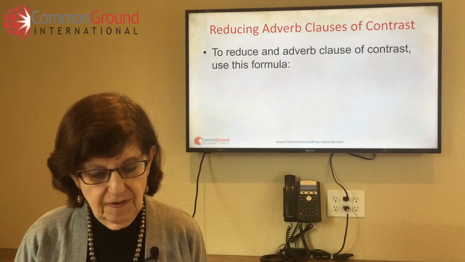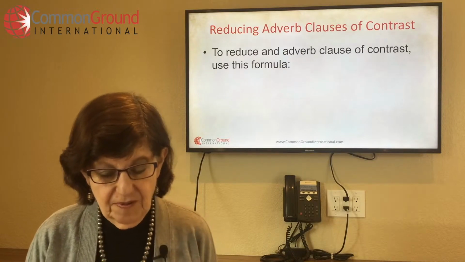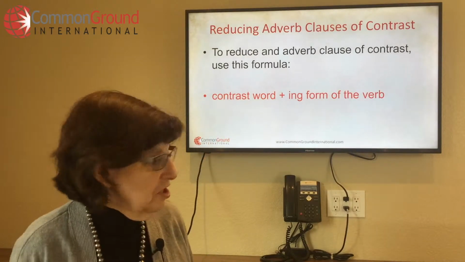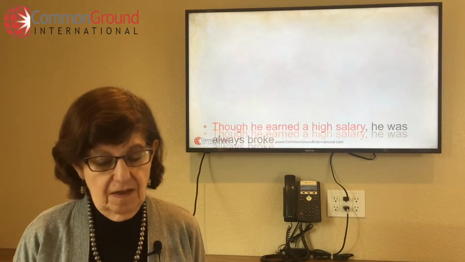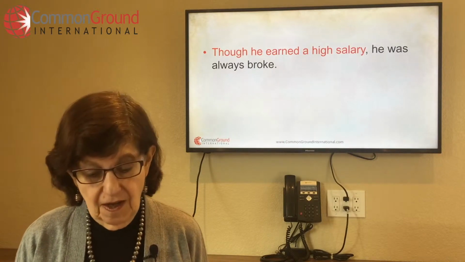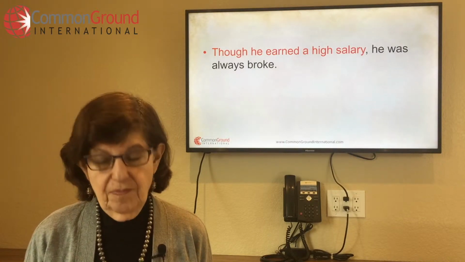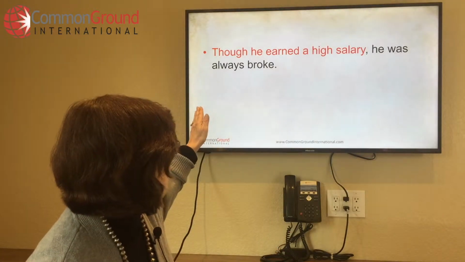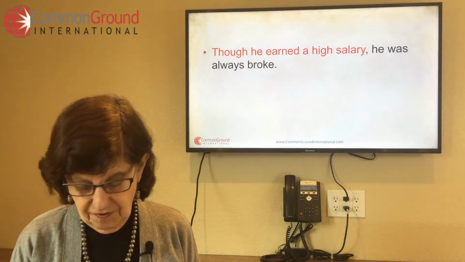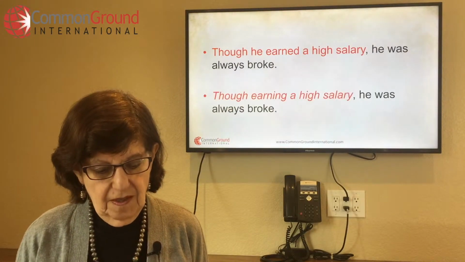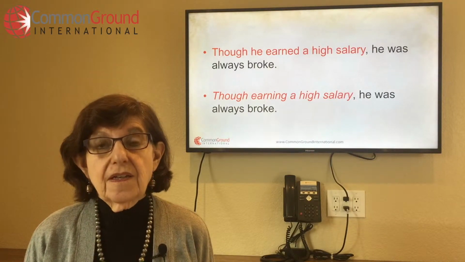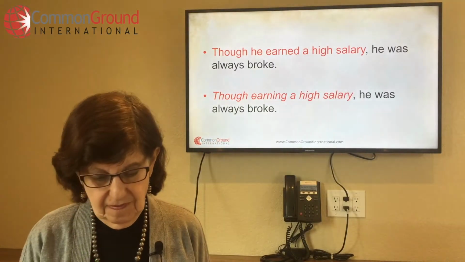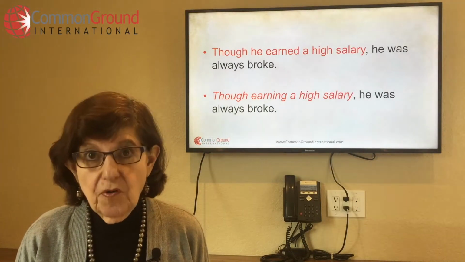Let's look at some others. Let's look at reducing an adverb clause of contrast. Use this formula: the contrast word plus the ing form of the verb. Again, you'll see a clause. Though he earned a high salary, he was always broke. Broke meaning he didn't have any money. Though is the contrast word. He is the subject. Earned is the verb. Let's see it reduced. Though earning a high salary, he was always broke. The contrast word, the ing form, a verb, no subject. Both mean the same thing.